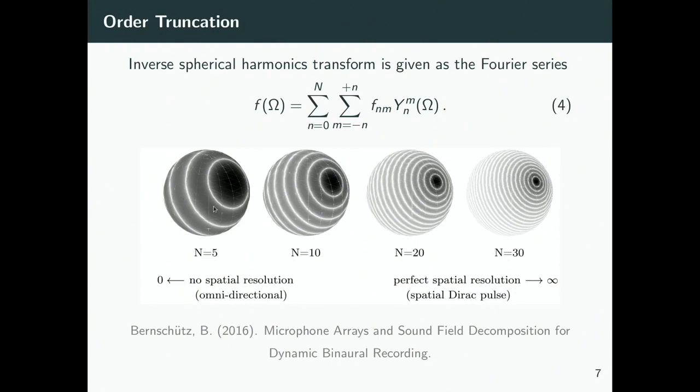For a given angle, this is what it would look like if you limit the order to 5. You would have this polar pattern, and as you increase the order, you get more and more precise in the beam pattern to that specific direction. If you go to infinity, we would in the end obtain the perfect spatial Dirac, which would be just the time domain HRIR, right? Okay.